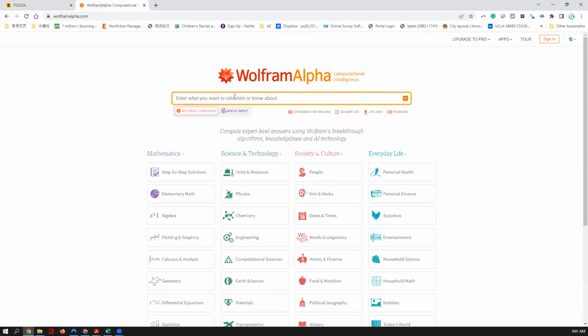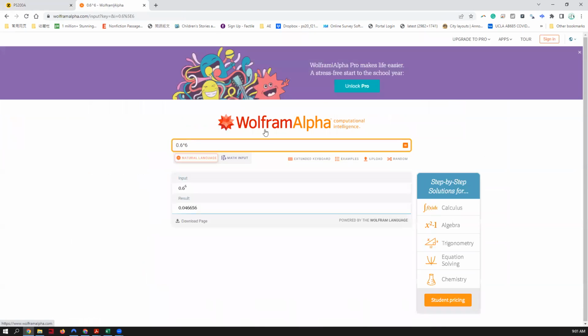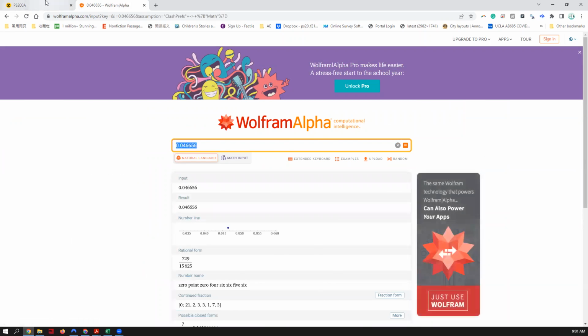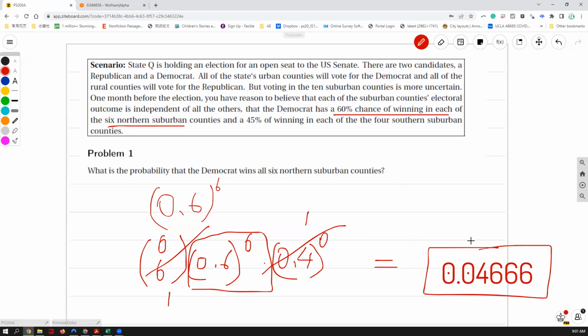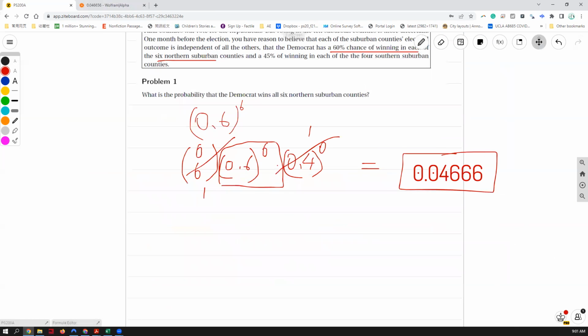And let's go use a calculator. And here we go. This is our result. And I believe we are required to round to 4 decimals. So let's round it to the 4 decimals. And that will be our answer to number 1. Pretty unlikely, right? Winning all 6. Okay, now moving on to number 2.